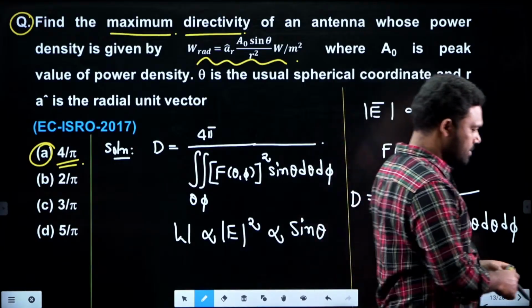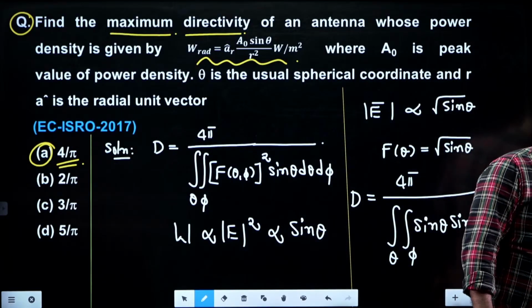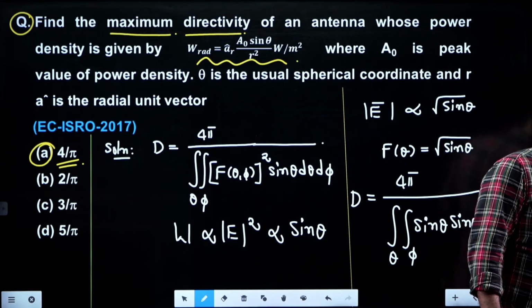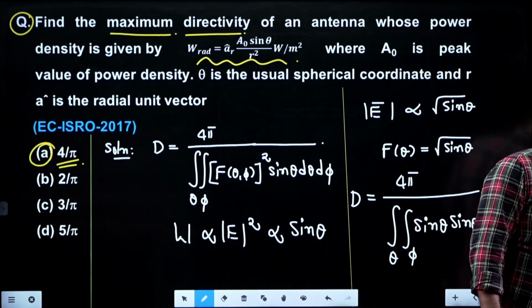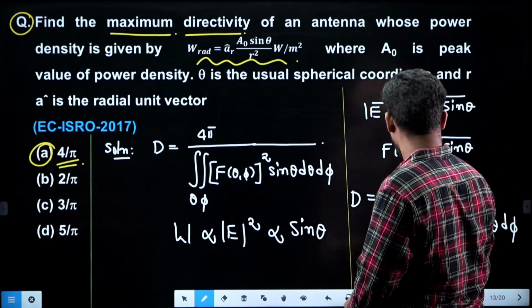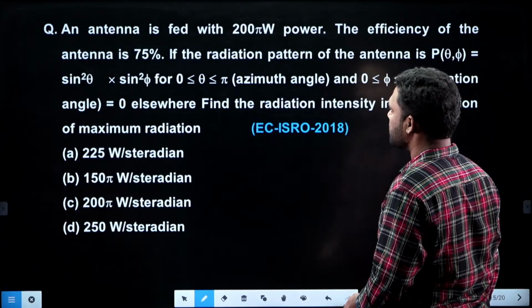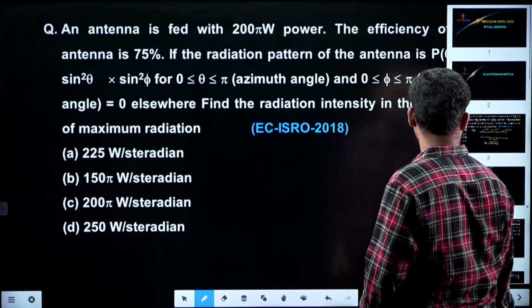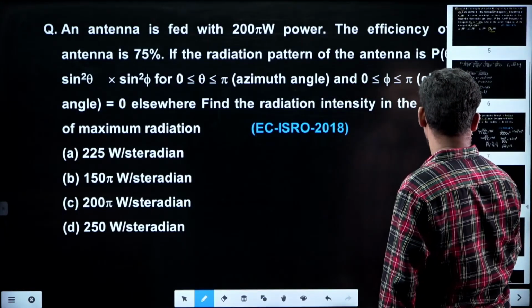Okay, guys. Yes. Okay, guys, let us move further. Let us proceed further. Here is the thing, one more question on antenna parameters. See how many questions are asked.